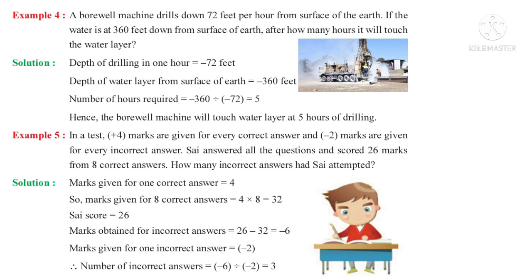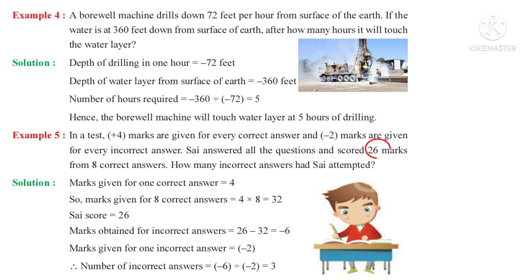Now example 5. In a test, plus 4 marks are given for every correct answer and minus 2 marks are given for every incorrect answer. Sai answered all the questions and scored 26 marks from 8 correct answers. How many incorrect answers had Sai attempted? Marks given for one correct answer equal to plus 4. So marks given for 8 correct answers is repetitive addition of 4 for 8 times, or simply multiplication of 4 into 8, that is equal to 32.